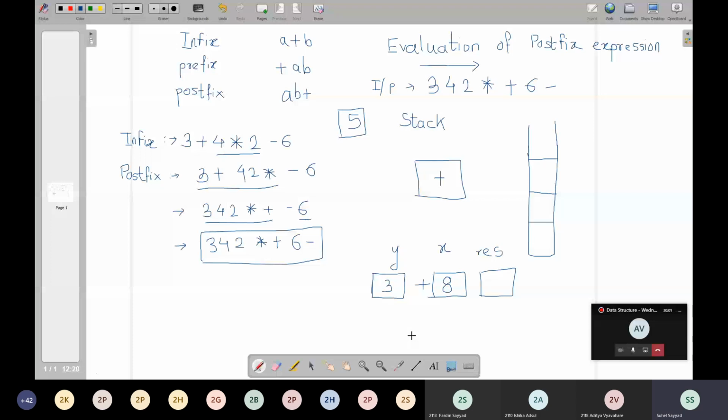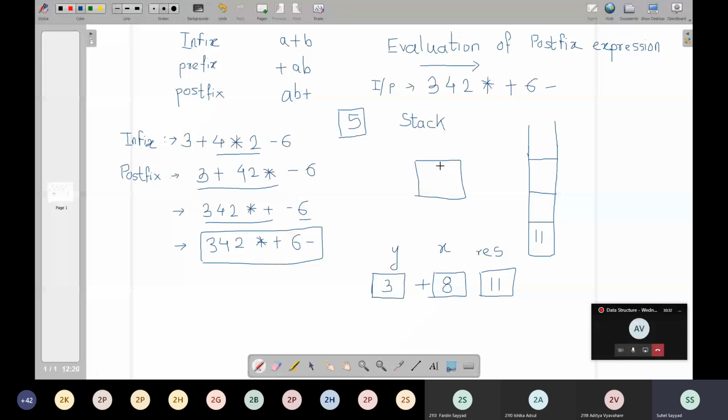Now, with respect to this problem, if we proceed, 3 plus 8, the result will be calculated as 11. So this 11 will go in my stack because we push the result on our stack, right? Again, we'll proceed further. What is the next thing that we scan?